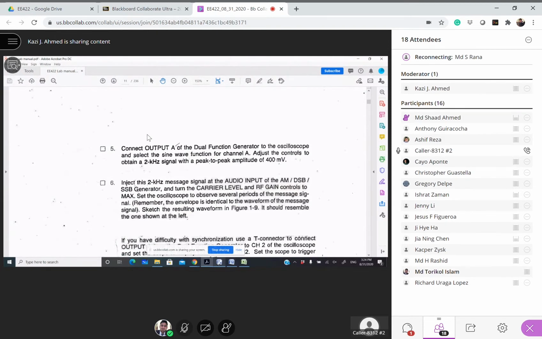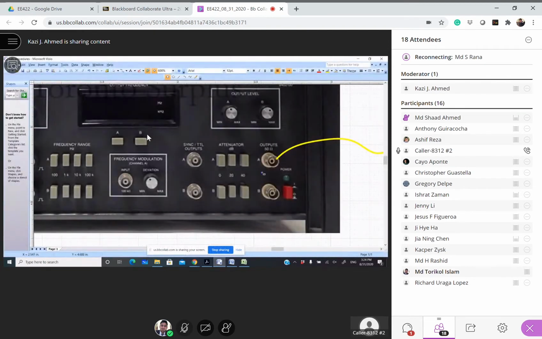Now, I may ask a question here. There are some buttons here. I'm just going to ask if anyone has any guess. Lopez, do you have any guess of this button? Attenuation dB. I would say just to reduce the amplitude of any other signals, like noise.